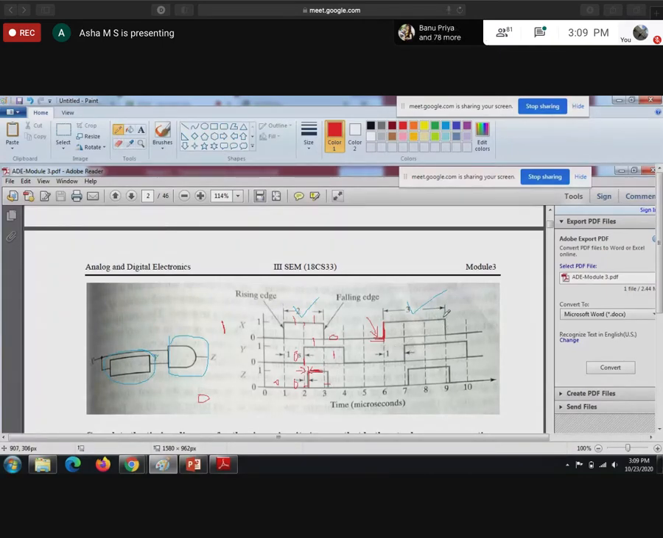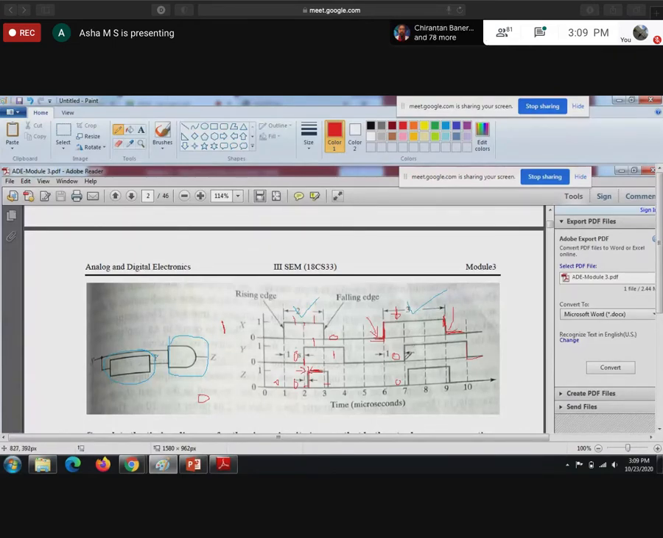Again at time 9, x is changed from high to low. After 1 microsecond of the falling edge, y will change its state from high to low. Now we'll see the z value. So here it is 0, sorry, here it is 1, here it is 0. So it is 0 only.